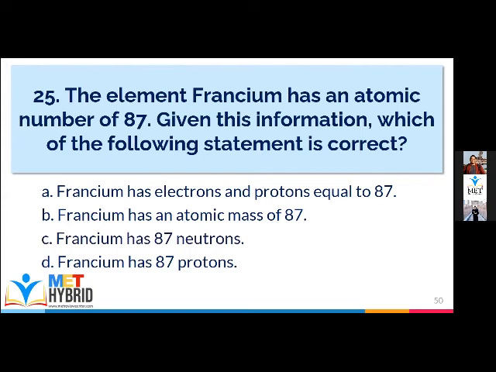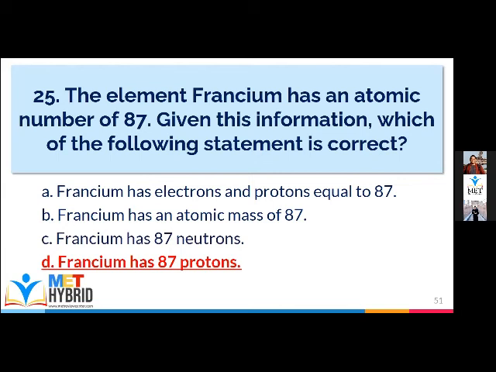Oh, four answered letter D. Oh, yes, everyone answered letter D. And the correct answer is letter D. Francium has 87 protons. Okay?